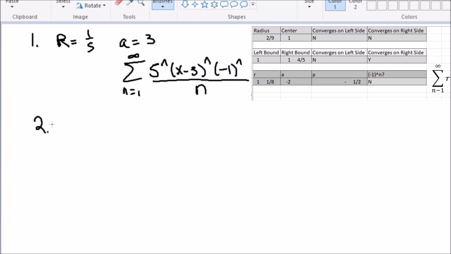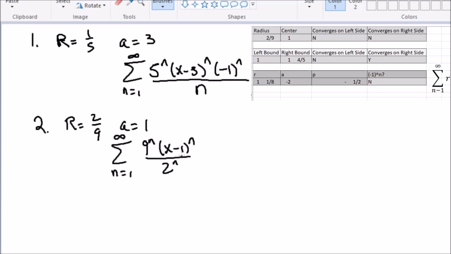Problem 2. Radius is equal to 2/9. Center is equal to 1, and it converges at neither side. So I'm just going to have the sum from n equals 1 to infinity of 9 to the n, (x minus 1) to the n, over 2 to the n. Done. All right. Number 3.